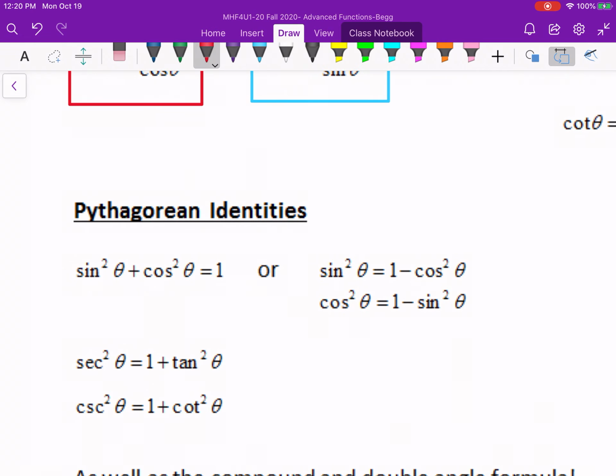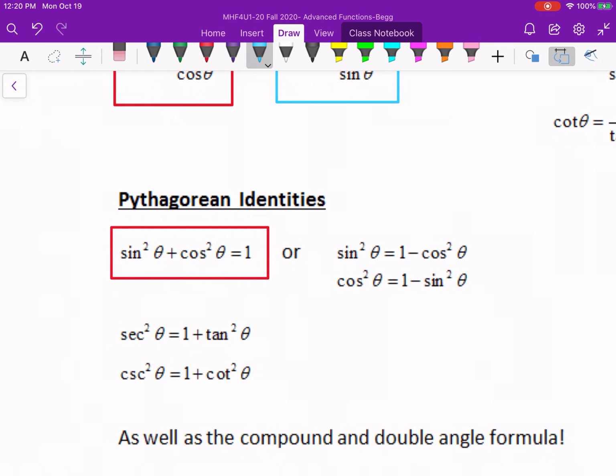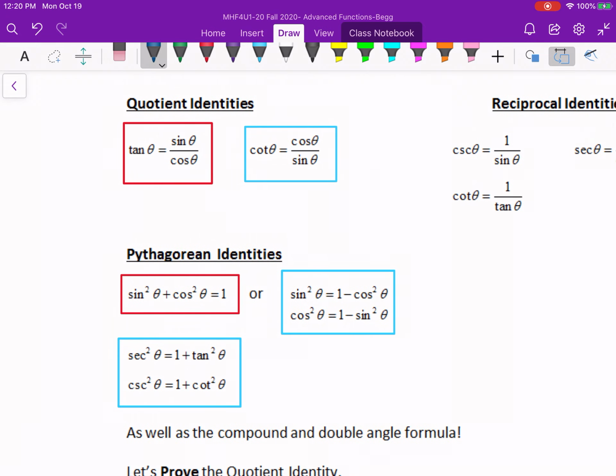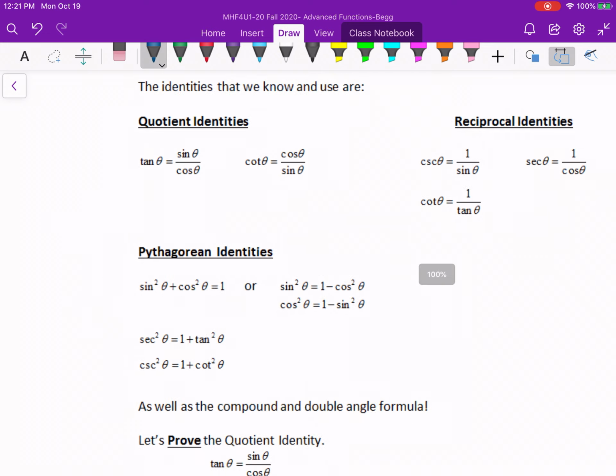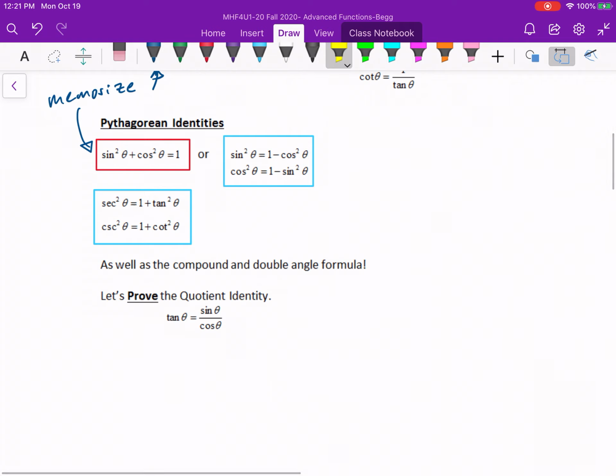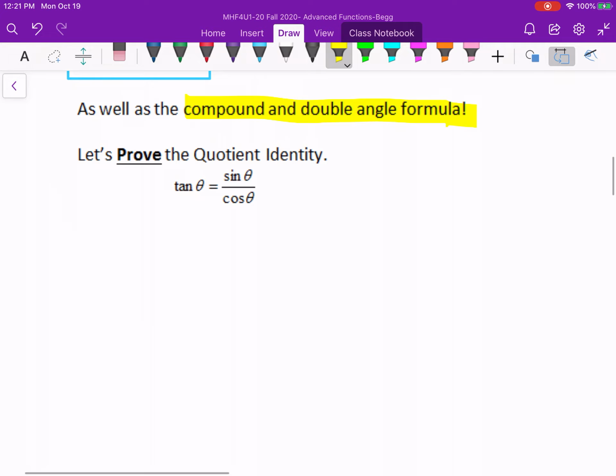Pythagorean identity is the other big one. Sine squared theta plus cos squared theta equals 1. And then rearrangements such as this or this are other versions of it. But the ones I've done in red are the basic ones that we need to memorize. Those are the ones we're going to keep going back to again and again. And then, of course, the ones I've done in blue are just variations of it, which we should be able to work out. As well, there's the compound and double angle formulas that we've learned. So there's all kinds of things that we can use for proving trig identities.